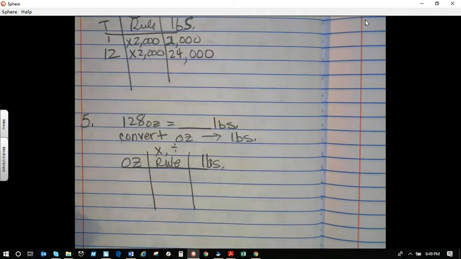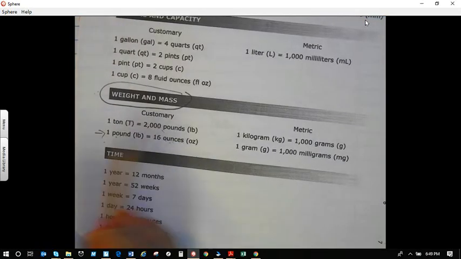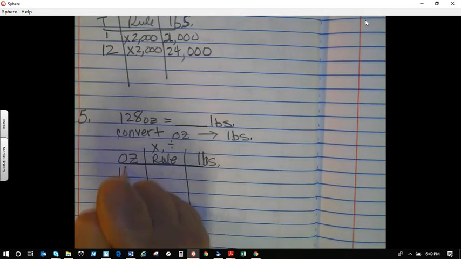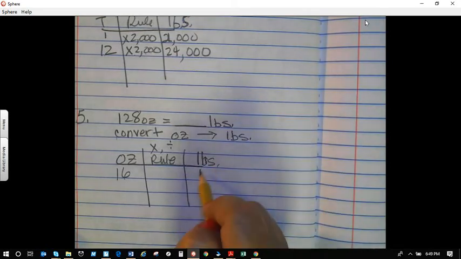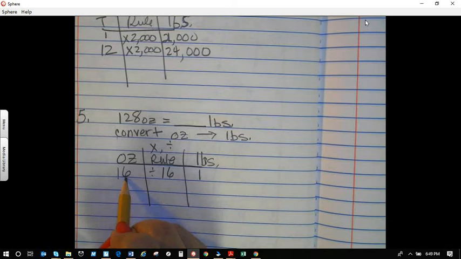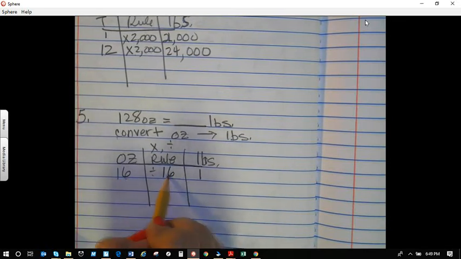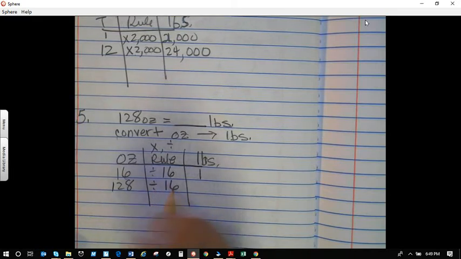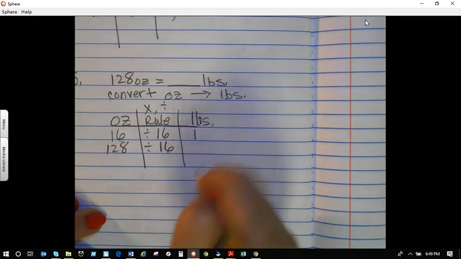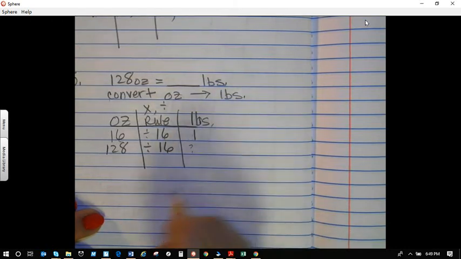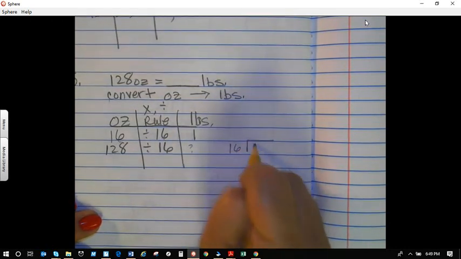If you don't remember by now, just simply go to your conversion chart. I'm going from ounces to pounds. 16 ounces is in 1 pound. 16 ounces is equal to 1 pound. I had to divide that by 16 because 1 times 16 equals 16. So I can work backwards. 16 divided by itself is equal to 1. Here I have 128 divided by 16. So 16 times what gives me 128? So here I'm dividing. 16 goes into 128 how many times?